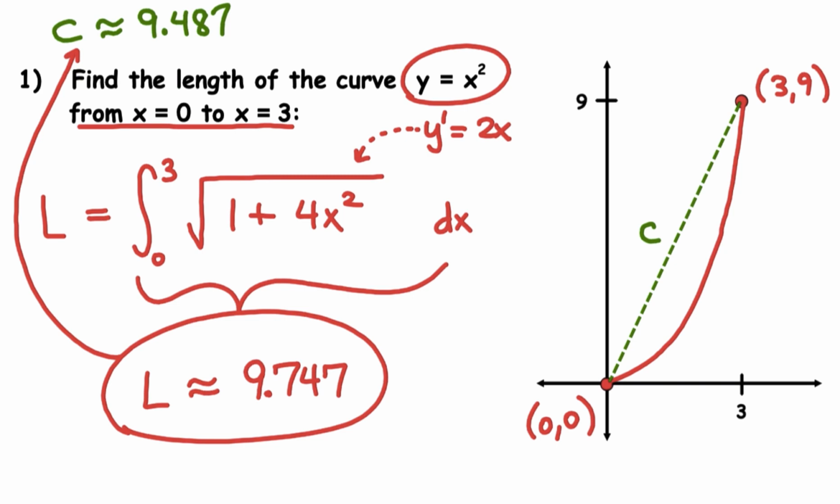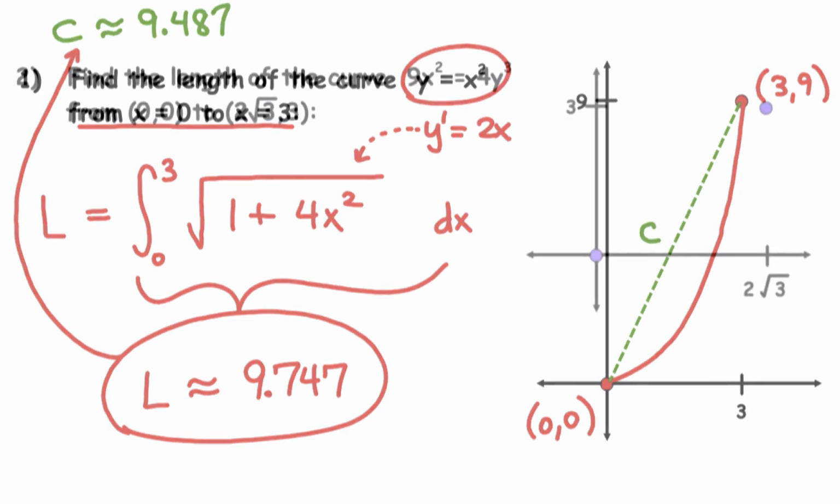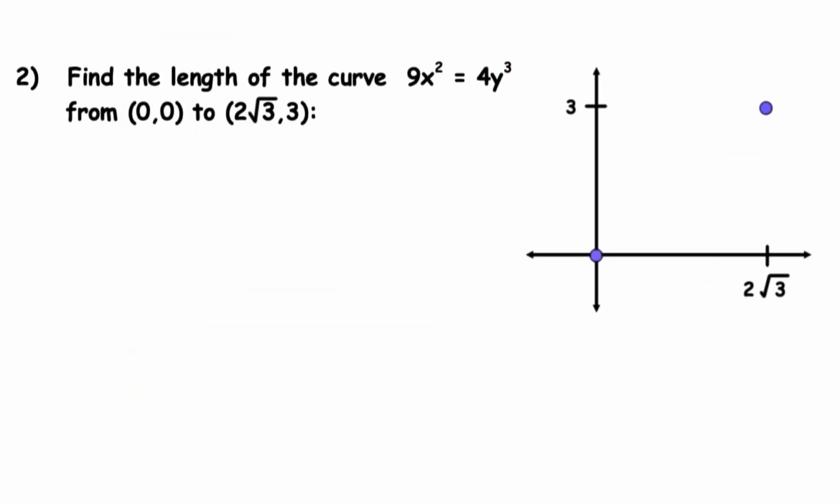All right, let's do one more example. Like I said, this section is short and easy. There's no reason to overteach this. Find the length of the curve 9x squared equals 4y cubed. From 0, 0, you can tell it goes through 0, 0. It also goes through the point 2 root 3, 3. And the curve has this shape to it. It's a concave down affair. All right, find that curve length.